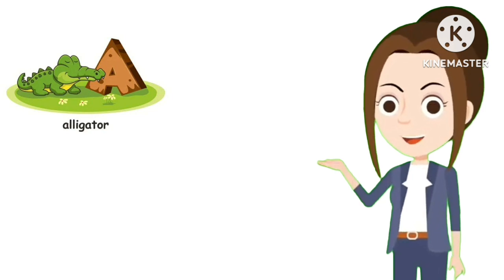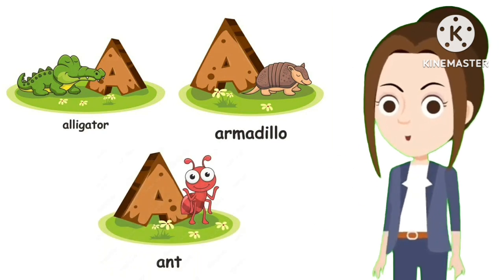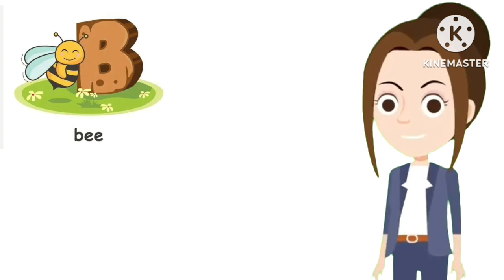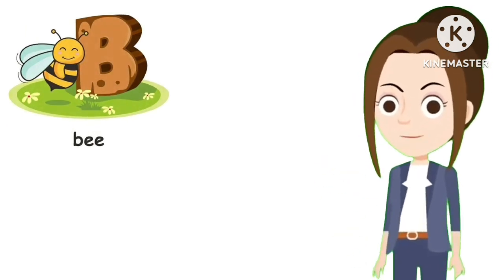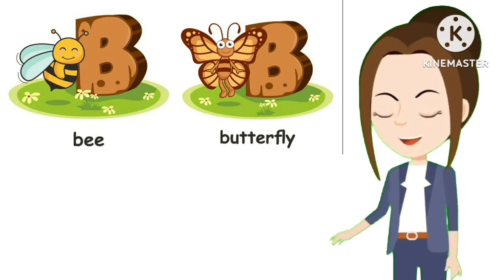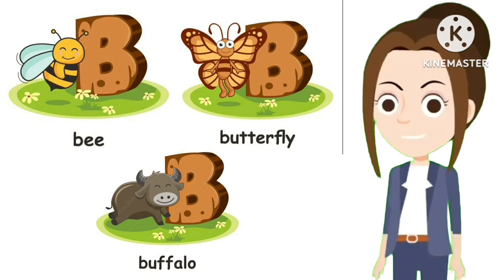A for alligator, A for armadillo, A for ant. B for bee, B for butterfly, B for buffalo.